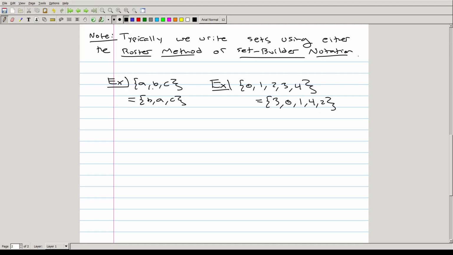So these two examples that I've written right here are finite sets. A finite set of 3 elements here, and a finite set of 5 elements right here. They're both in roster notation, or using the roster method, within which we list out every single one of the elements in the set. So it's a very explicit way of writing down the set.